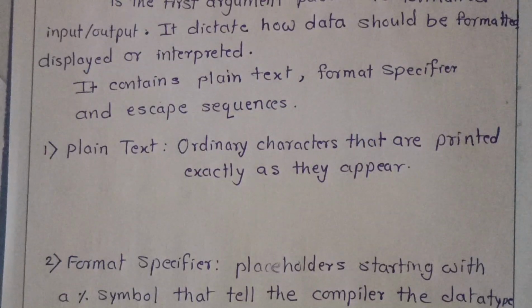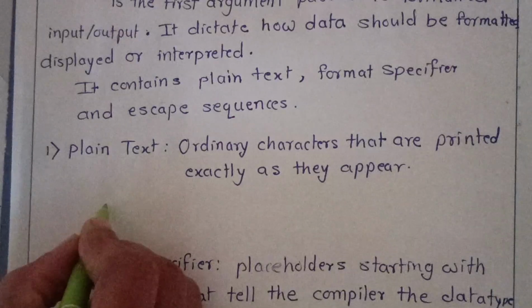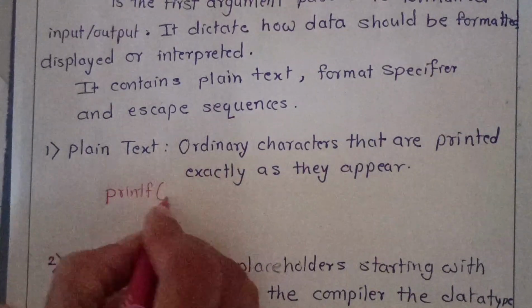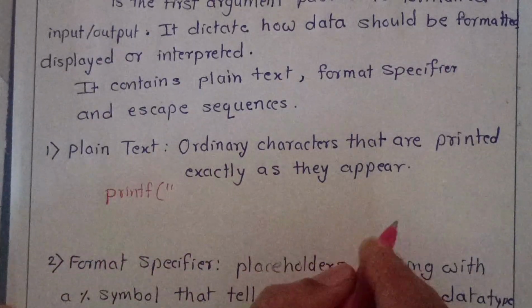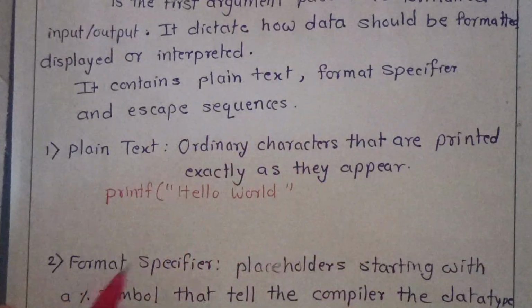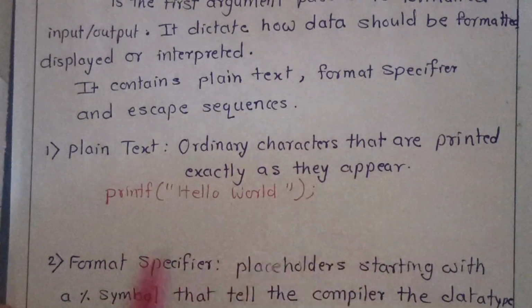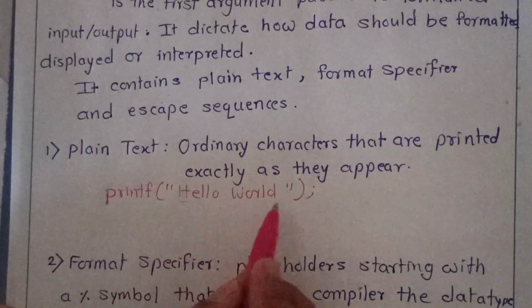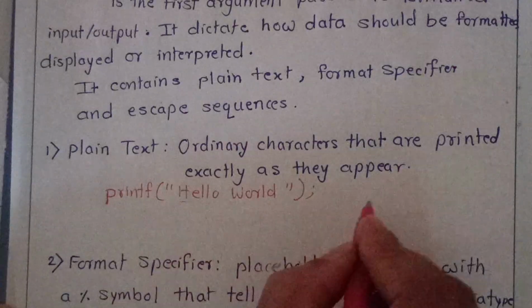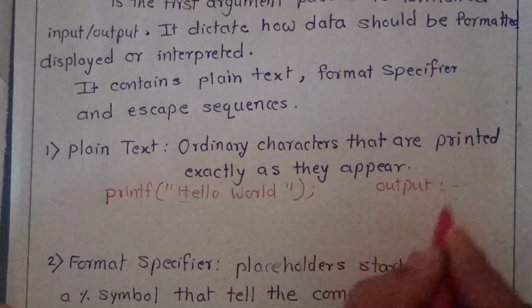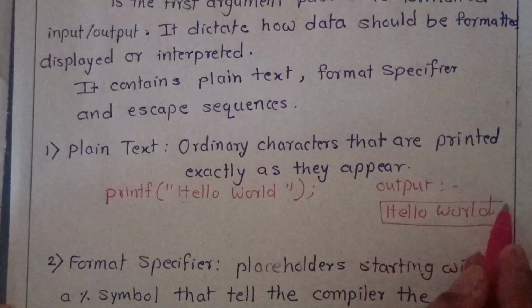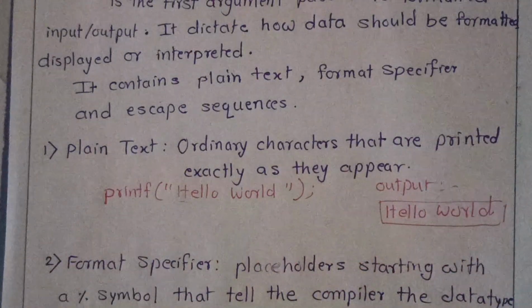So how do we write plain text? We use the printf statement, and in double quotes you write anything. I am writing hello world. Complete the double quote, then bracket and semicolon. So if you want to print some text as it is, you only need printf and whatever you want in double quotes. The output is hello world. It prints as it is, so it is called plain text.